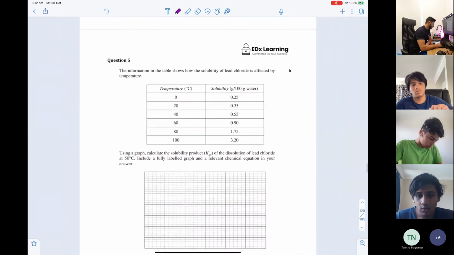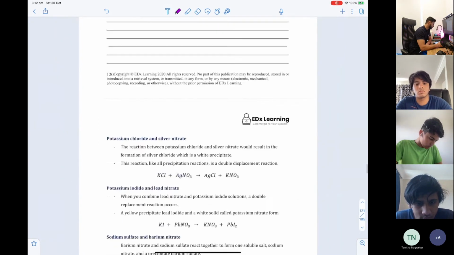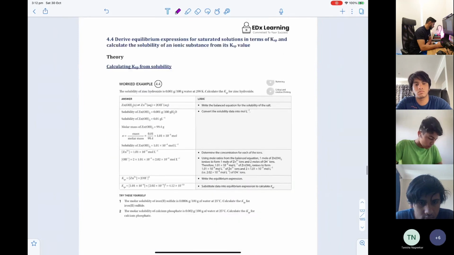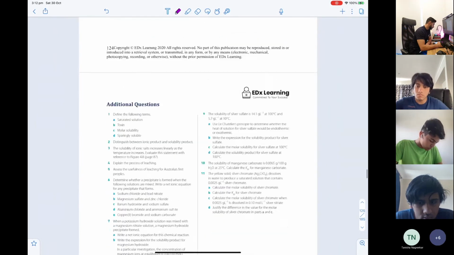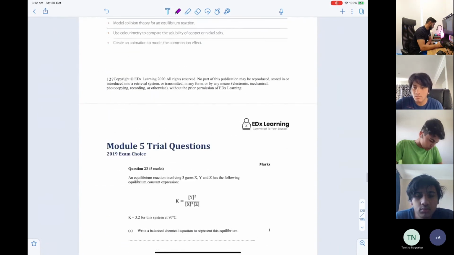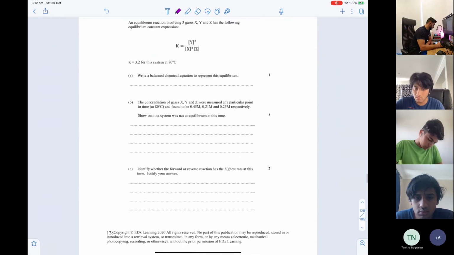You can do question 5 in your own time. This is a graphing question and explaining that. And let's start doing some exam questions. How about that?